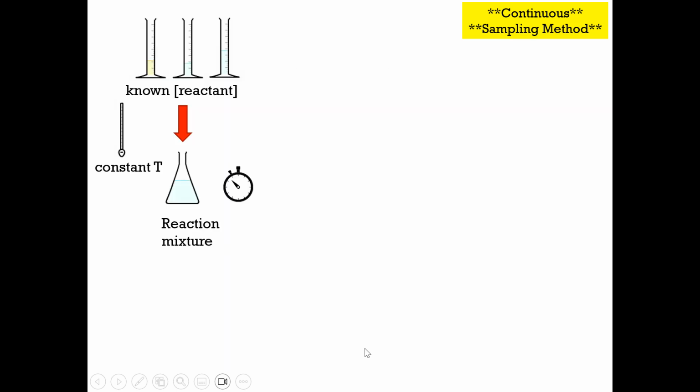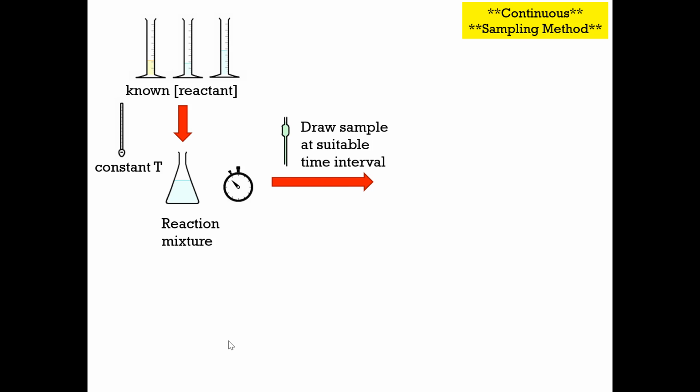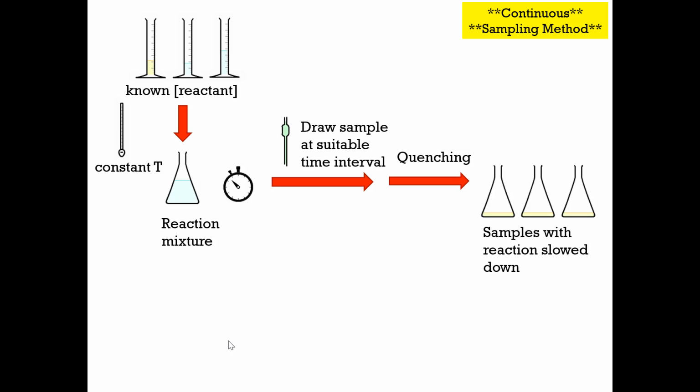Okay, so let's look at what is sampling method in general first. Either we have known reactant that we mix together and we start t equals to 0. We need to maintain the temperature. But in this case, because it's decomposition of hydrogen peroxide, I just need to have known concentration of hydrogen peroxide and I start timing it. And then at regular time interval, I will draw a sample of a fixed volume out and I will quench it, meaning I will slow it down so much that it's almost stopped at that moment of time that I draw it out.